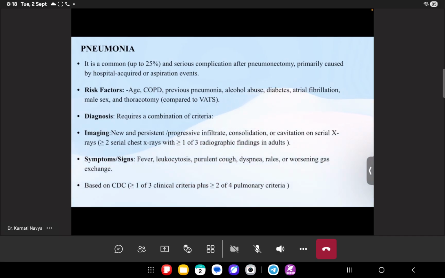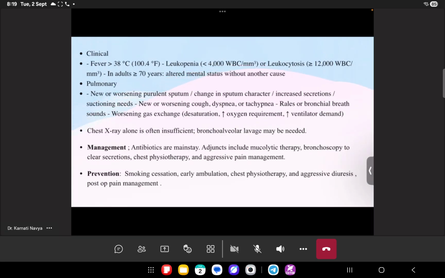Symptoms and signs: fever, leukocytosis, purulent cough, dyspnea, or worsening gas exchange. Based on the CDC criteria, at least 1 of the 3 clinical criteria plus at least 2 of the 4 pulmonary criteria is required for the diagnosis. The clinical criteria include fever of more than 38 degrees centigrade, leukopenia with less than 4,000, or leukocytosis, which is more than 12,000 WBC, and in adults 70 years or older, altered mental status without any other cause.